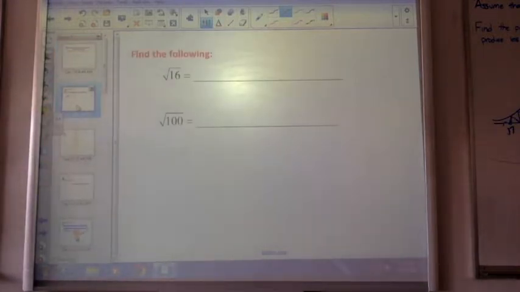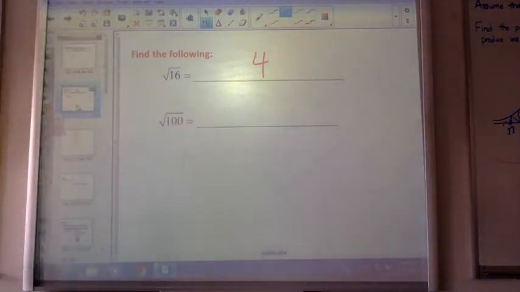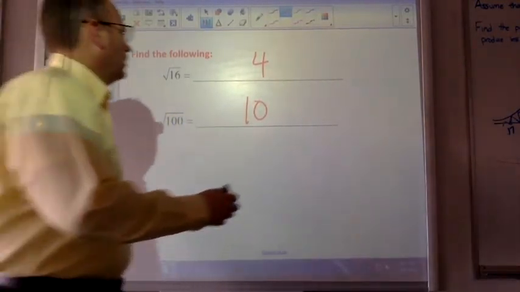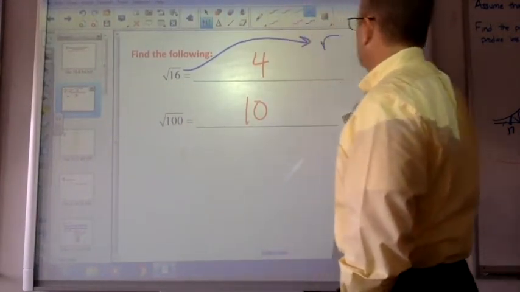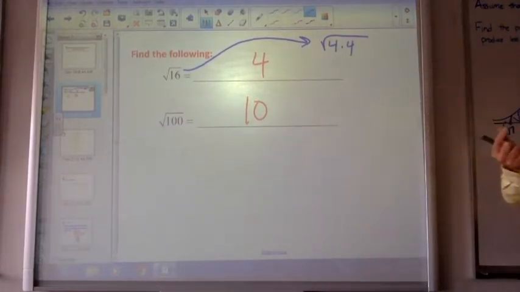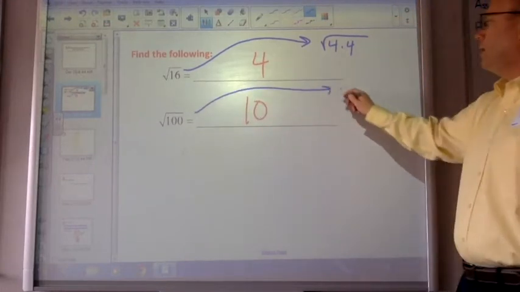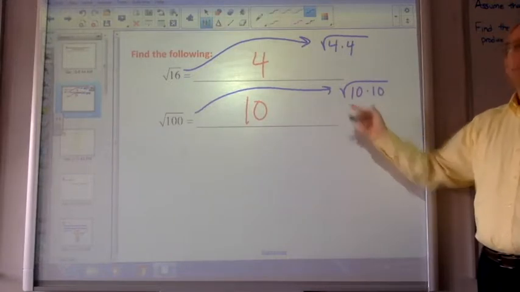Okay. So, square root of 16? 4. So everyone agrees with 4? Square root of 100? Okay. So let's think about this for a moment, just to take 16. Is 16 the same thing as 4 times 4? So there's a pair of them. It's a square root. The pair works because I want the square root. What about 100? It's the same thing as what times what? 10 times 10. See how there's a pair of them? See how I broke that down?